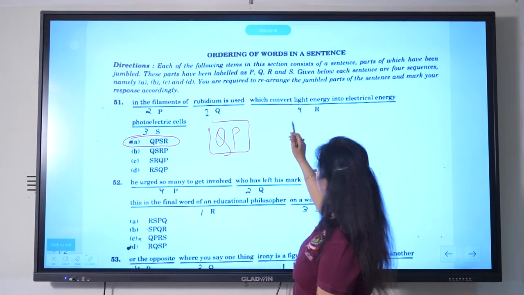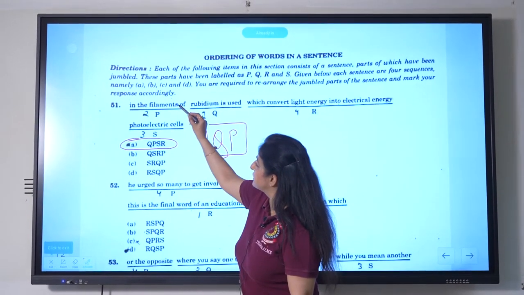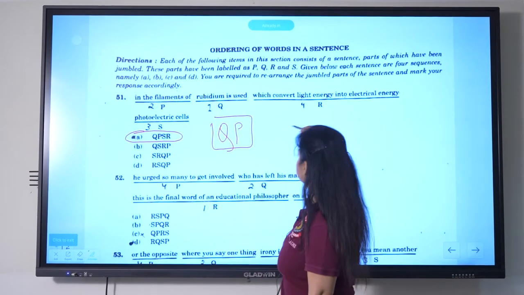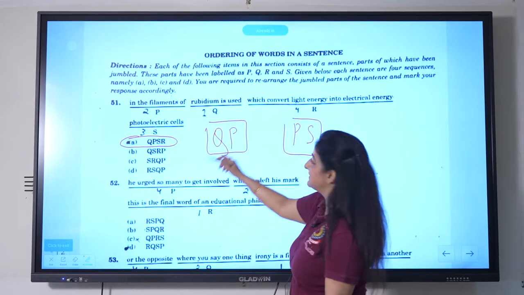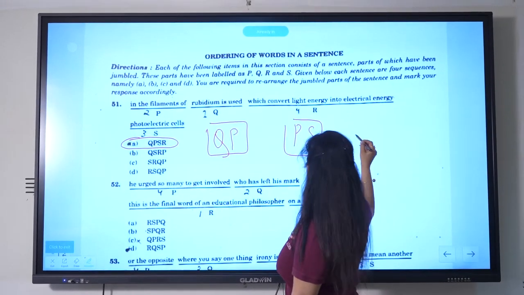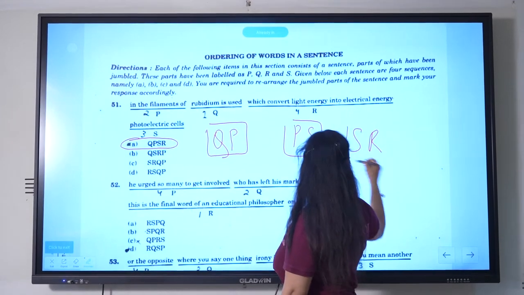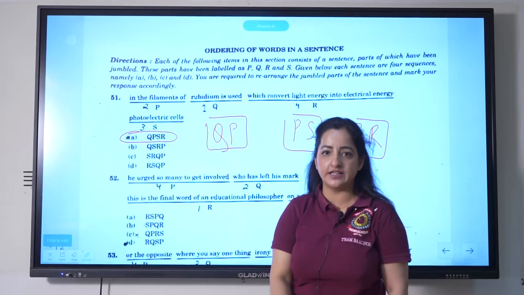Okay, then what? It's used in the filaments of what? In these cells. So that's how even P and S go together. Filaments of these photoelectric cells. And ye cells kaam kya karte hain? Convert light energy. So anyways, if you notice, all fragments are connected. There is a logical progression of ideas there.